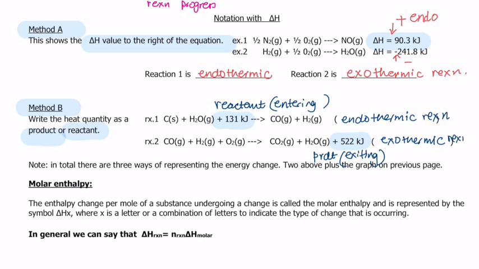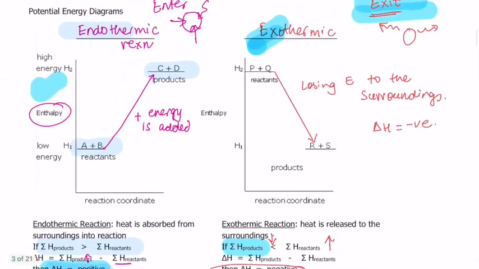So a question on a test could be, you could be given an equation, and later we will learn how to calculate delta H values also, but you could be asked to write this information in 3 different ways. So what are the 3 ways? Well, one is this method A, method B, and the third one is the graph that we just learned above.